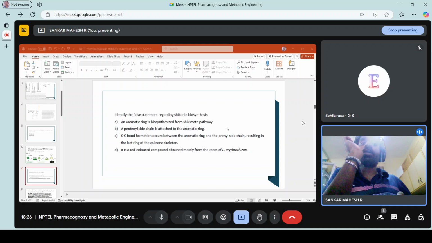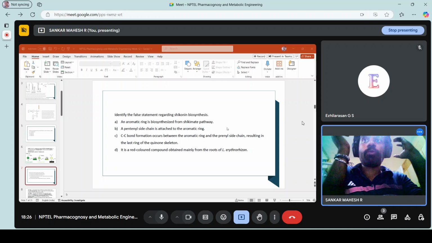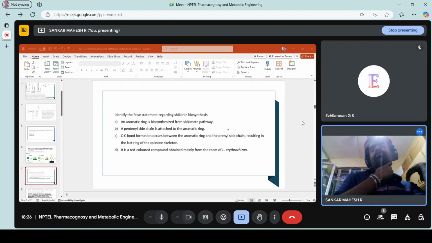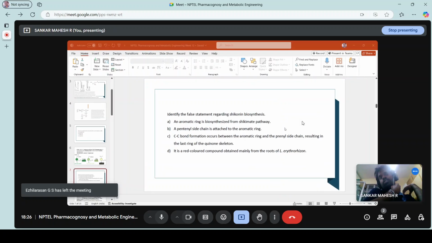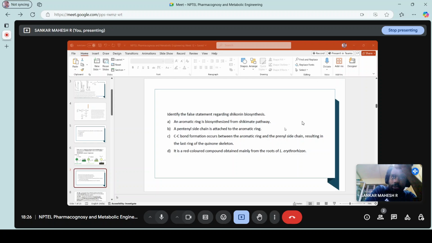It is interesting. So we are looking at this question. Identify the false statement regarding shikonin biosynthesis. Option A, an aromatic ring is biosynthesized from the shikimate pathway. Option B, a prenyl side chain is attached to the aromatic ring. Option C, C-C bond formation occurs between the aromatic ring and the prenyl side chain, resulting in the last ring of the quinone skeleton. And option D, it is a red-colored compound obtained mainly from the roots of Lithospermum erythrorhizon.